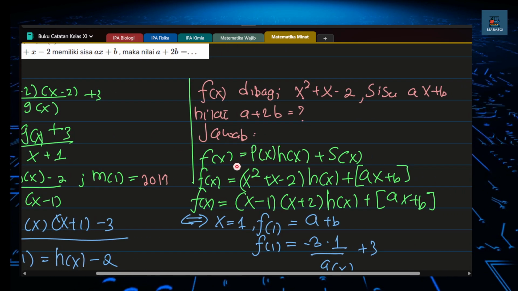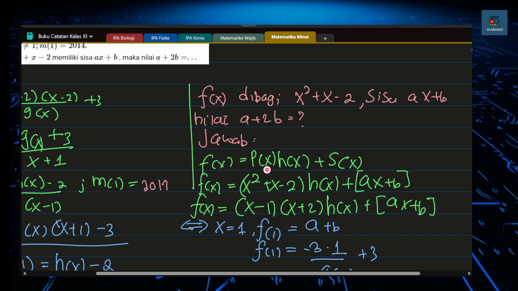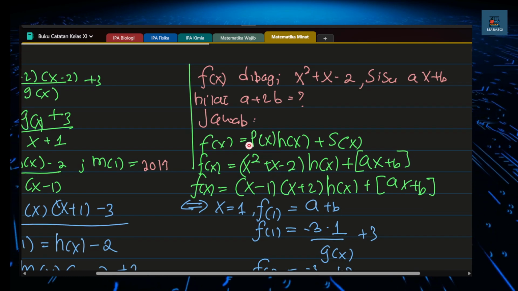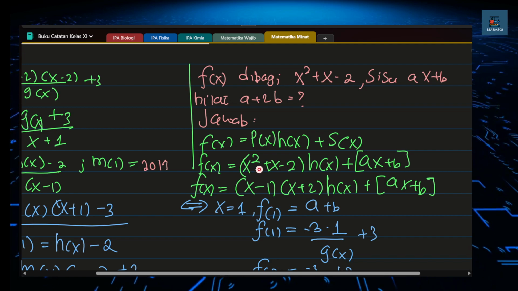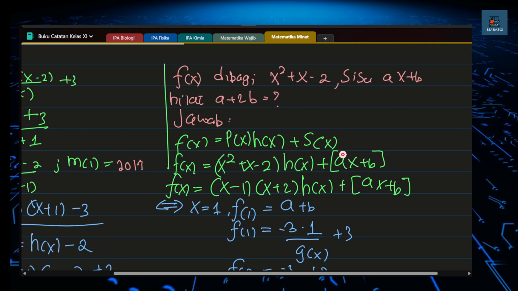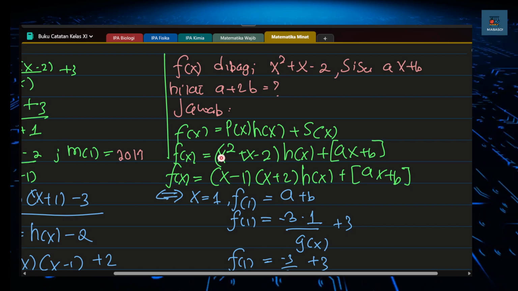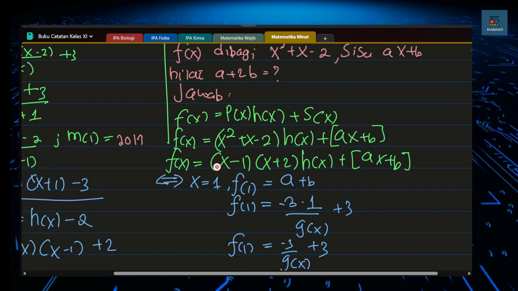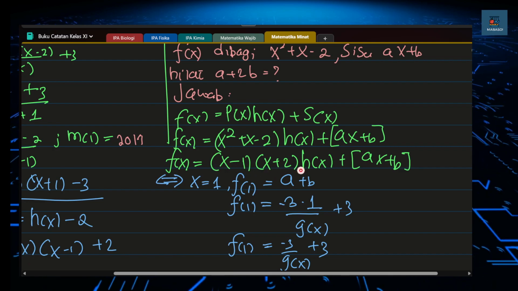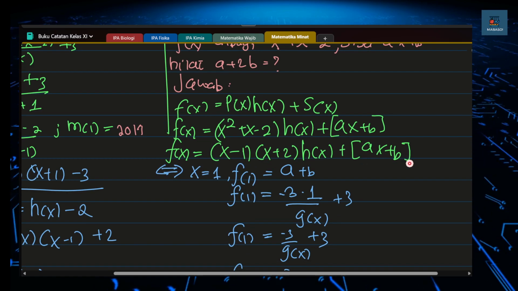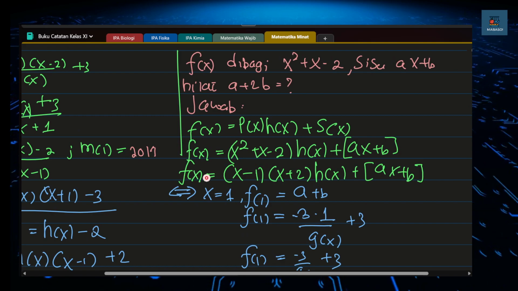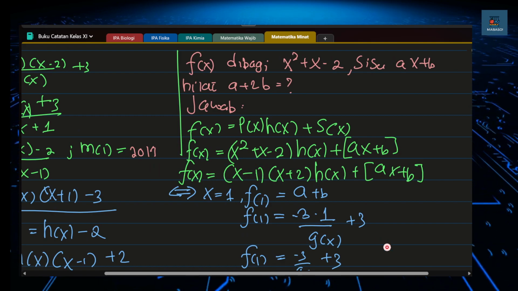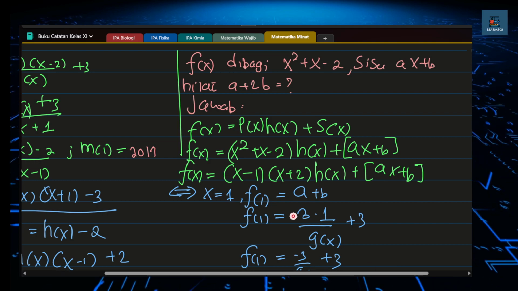Let's continue. We know that the divisor is x squared plus x minus 2, so we change the p(x) into x squared plus x minus 2, and we know that the remainder would be ax plus b. And x squared plus x minus 2 could be factorized into (x minus 1)(x plus 2), times h(x), plus ax plus b. Now from this equation, we could explore a lot of things.